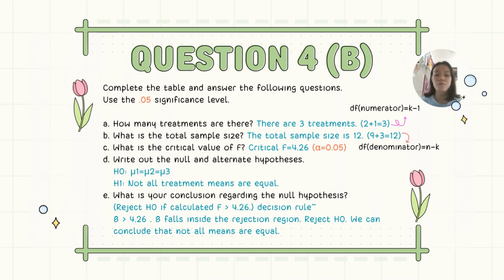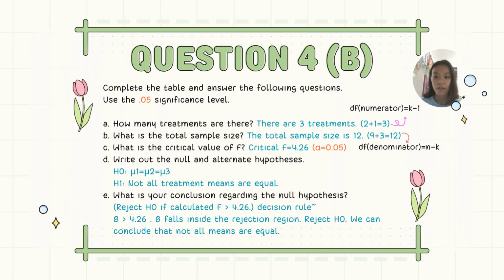The total sample size is 12, which is 9 plus the number of treatments, because the degree of freedom for the denominator is n minus k. So we use the degrees of freedom plus k, which is equal to 12. And what is the critical value for F? For the critical value, we use the degrees of freedom of the numerator and denominator, and alpha is equal to 0.05. So we get a critical F equal to 4.26.